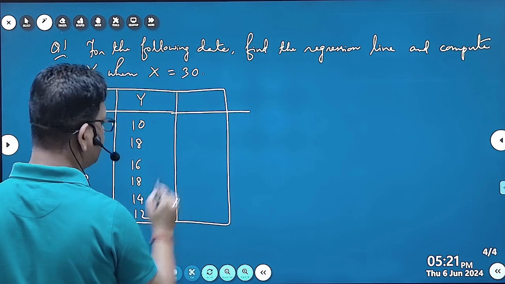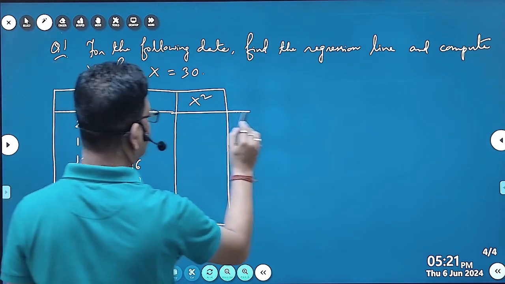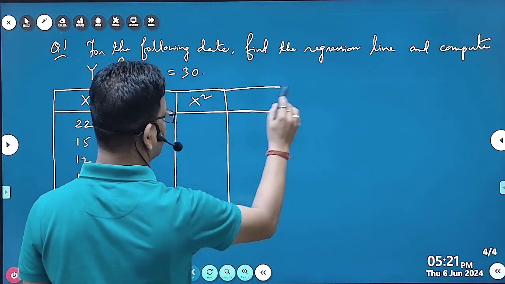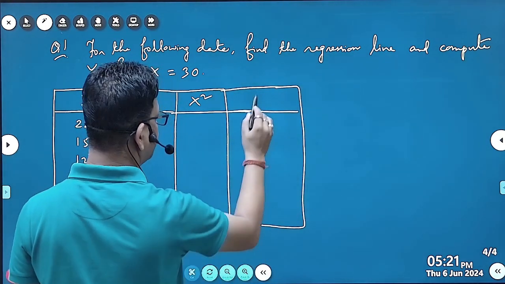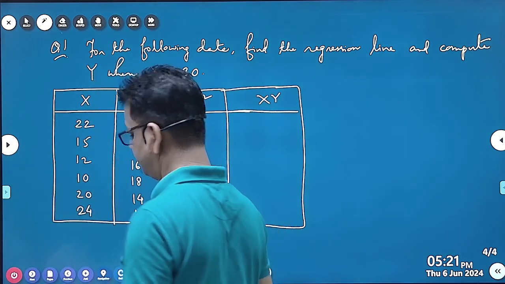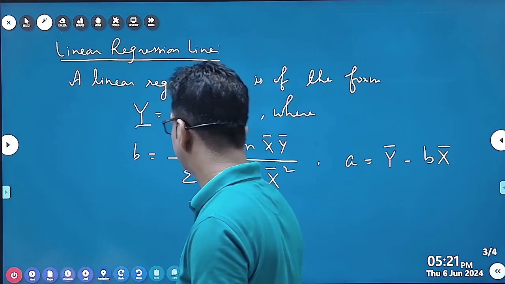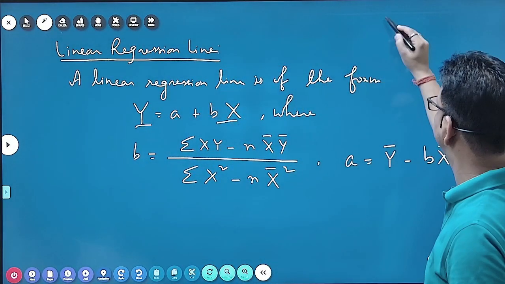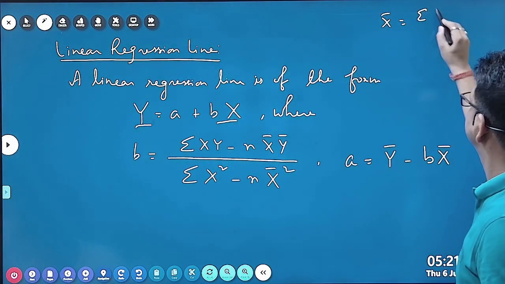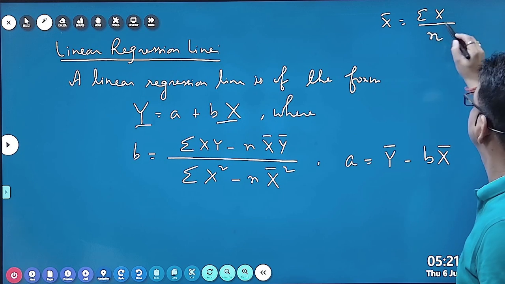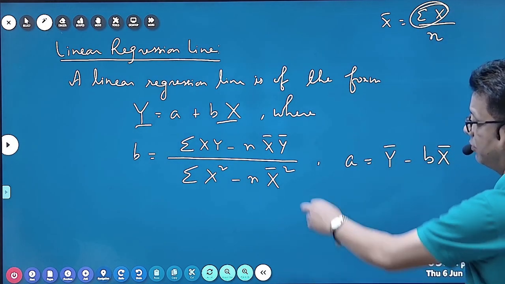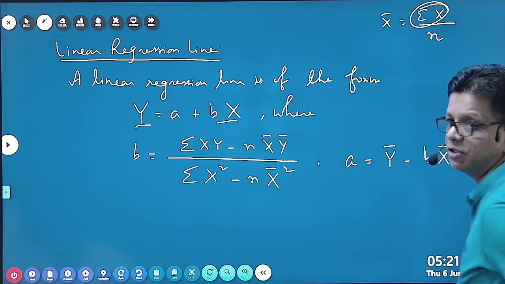Keep saying we need x square. We also need x into y. Anything else? X is not required from the table because x bar is the mean. So how do we find the mean? Suppose x bar is summation of x divided by n. So we don't have to find it in a table. It will come from only x square and summation of xy, which are required.